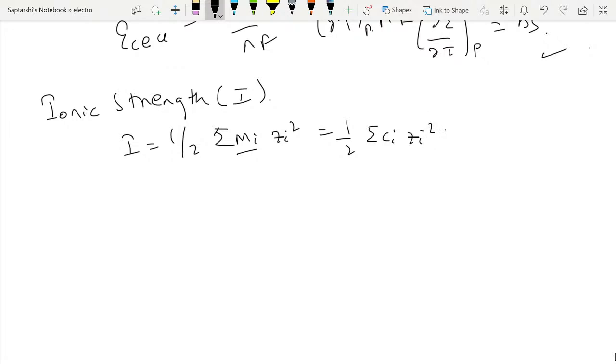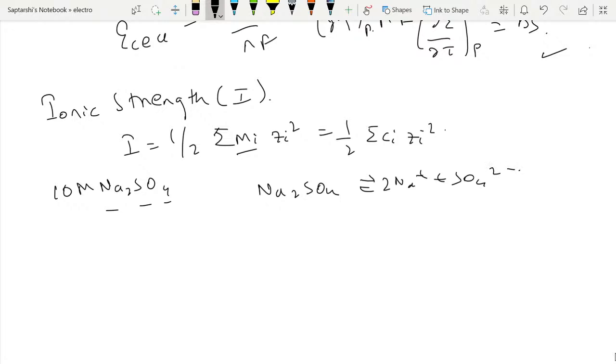So let us look at it: if we have 10 molar Na2SO4, what will be its ionic strength? Let us break this part first. Na2SO4 is 2Na plus and SO4 2 minus, right? If this is 10 molar, with 2 in front, Na plus will be 20 molar and SO4 will be 10 molar. Now let us find the concentration. It's half the summation of Ci Zi square. First for Na, the concentration is 20 molar.